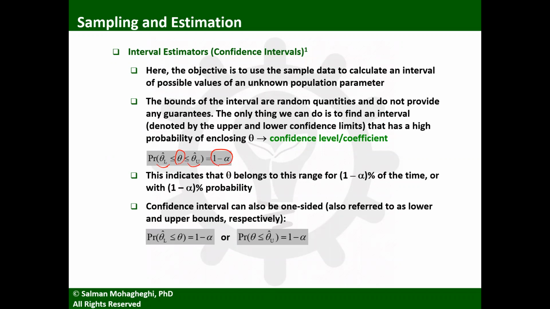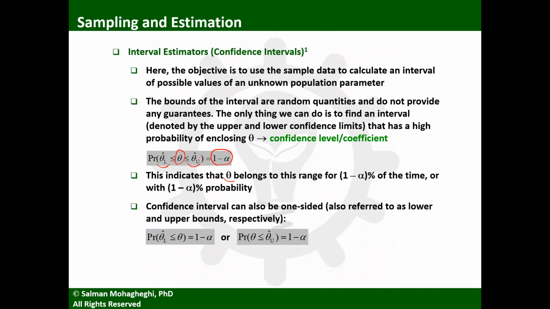Now, for reasons that will become clear to you in the future lectures, instead of saying probability is equal to some alpha or some beta, we actually say 1 minus alpha. Why we use that notation, again, we'll talk about it in the future lectures. But basically what that tells you is that theta belongs to this range with a probability of 1 minus alpha percent, or 1 minus alpha percent of the time, theta would belong to that range. This is a two-sided test because I'm interested in the lower bound and upper bound for my theta.